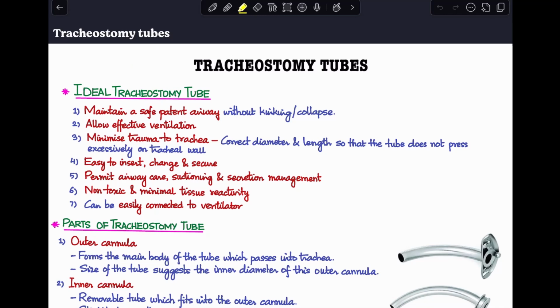Today we'll be discussing tracheostomy tubes. In my previous classes, I have discussed how to do tracheostomy, what the indications and contraindications are, and what the complications of tracheostomy are. Today we'll learn everything about a tracheostomy tube.